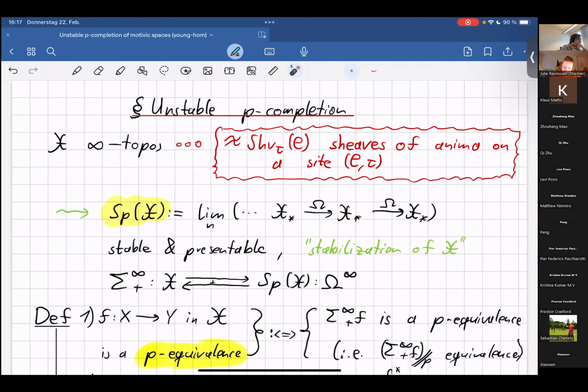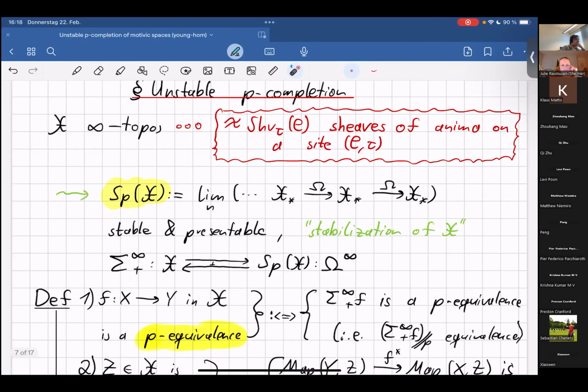So we will now be in the following setting. X will always be an infinity topos, and if you are not sure what this really is, you can think of this as sheaves on some category C with respect to some Grothendieck topology tau, and these are sheaves of anima instead of sheaves of sets. And if you don't know what a Grothendieck topology on a site is, then you can think of this as maybe the category of sheaves of anima on some topological space X.